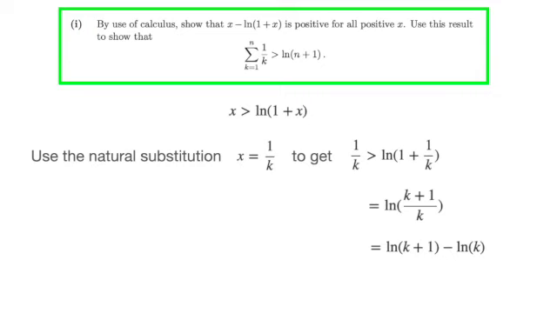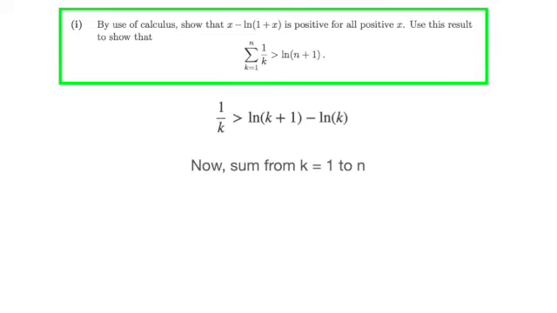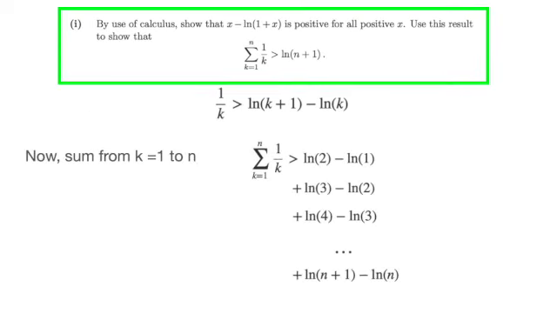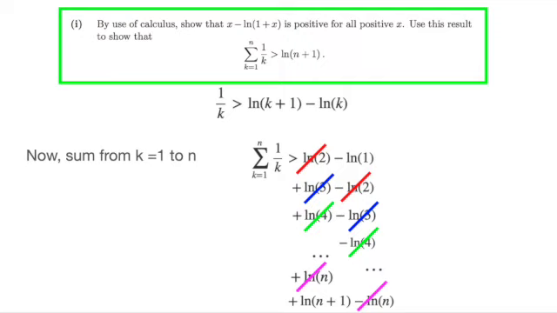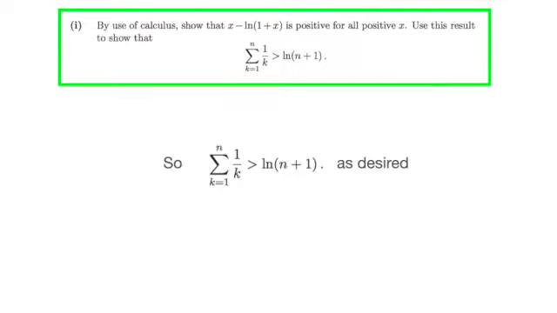After we get this expression, we just sum both sides of the inequality from k equals 1 all the way until n. Doing so, the right hand side collapses and cancels out, leaving only the last term, ln n plus 1. So, we have proven the result as desired.